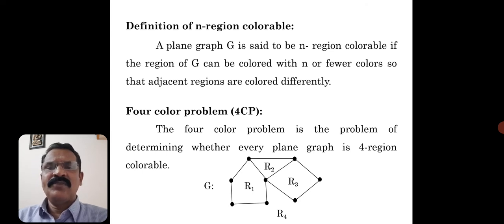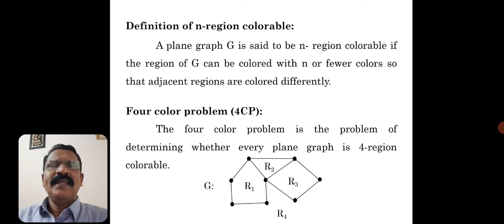Suppose it is reduced to 3 in such a way that you have colored the graph so that the adjacent vertices have different colors. Okay, you have to remember that always. If you are able to color the graph in such a way that the adjacent vertices have different colors with 3 colors, then you can say it is a 3 colorable graph. Okay, like that, n region colorable graph. What do you mean by n region colorable graph? Region, that is the faces.